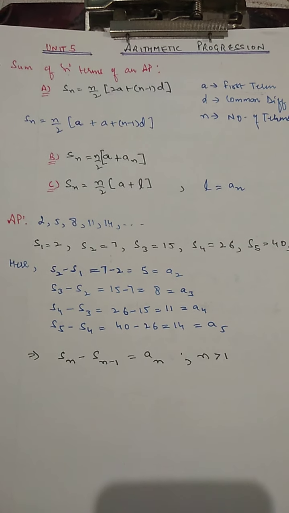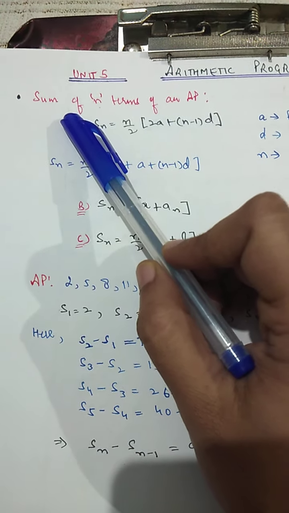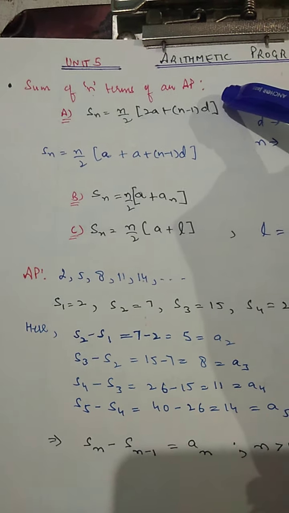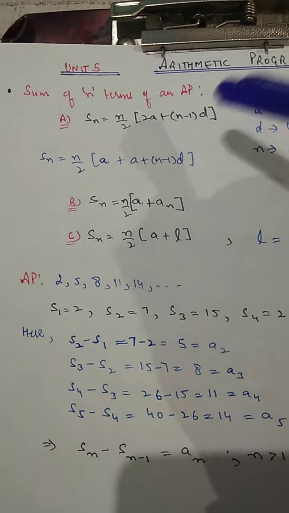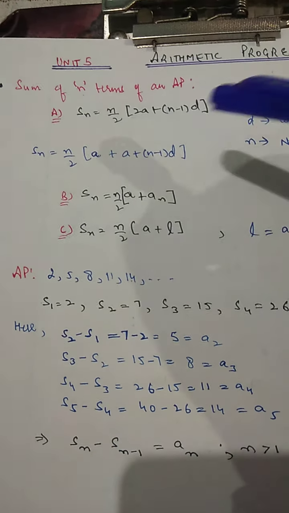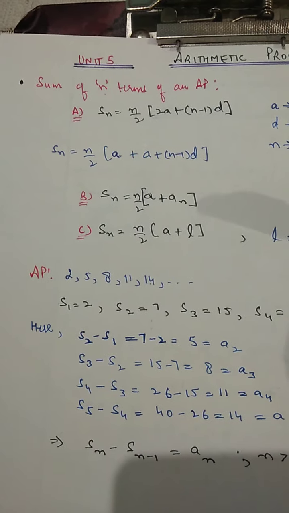So first of all, let us go for the formulas. In this exercise we have to read about how to find the sum of n terms of an AP. That is, if we are given an AP, then how can we find the sum of n terms, like the sum of the first 3 terms, first 4 terms, first 5 terms, or up to the last term of the AP.